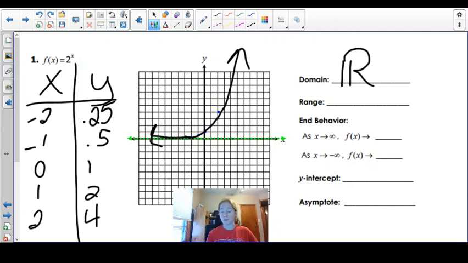Well, your range deals with your y values. And think about it. My y's are all positive. We're all going up, but we're bigger than 0. So y is greater than 0.